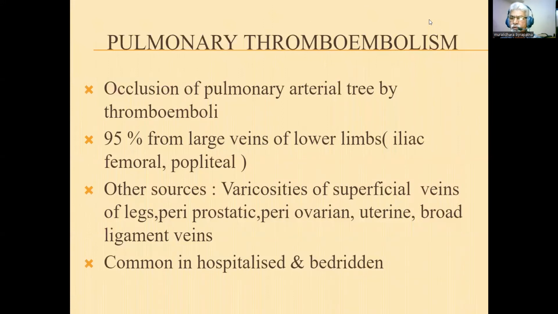Pulmonary thromboembolism, one of the most common causes for sudden death. Occlusion of the pulmonary arterial tree by thromboemboli. 95% arise from the large veins of the lower limbs: iliac, femoral, popliteal. Other sources are varicosities of superficial veins of the legs, periprostatic, periovarian, uterine, and broad ligament veins.